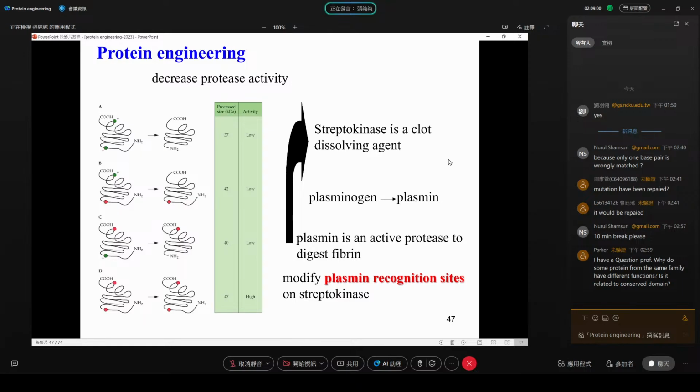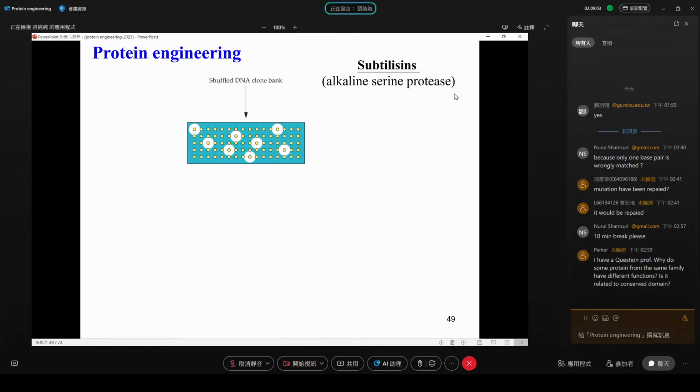Okay, so the next example, I'm going to show you about subtilisin. In the very beginning, Frances Arnold used this enzyme, but they needed a good, quick, simple strategy to screen which one is the best protease. Subtilisin is an alkaline serine protease. They do DNA shuffling, hoping to quickly get a good new version of subtilisin.